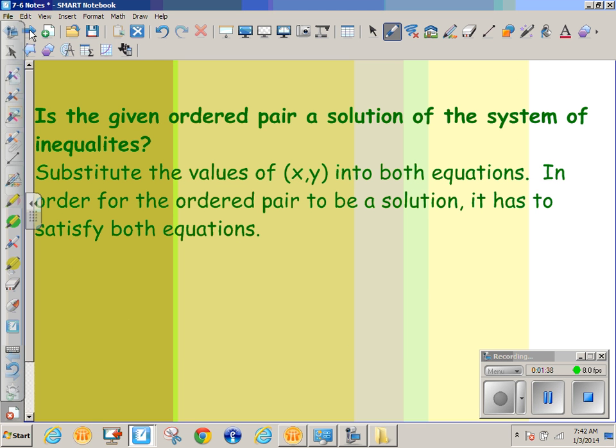Is the given ordered pair a solution of the system of inequalities? If you want to know if it is a solution to the system of inequalities, then you're just going to look at the ordered pair and substitute it in to see if it is a true statement using X and Y. This says equations, but it could also be the word inequalities. Same thing here. In order for the ordered pair to be a solution, it has to satisfy both equations, or we could also say both inequalities. You know that from using a system of equations. Same idea.